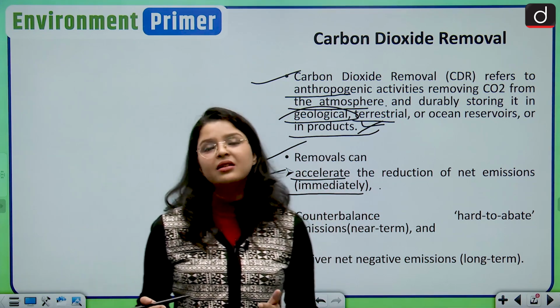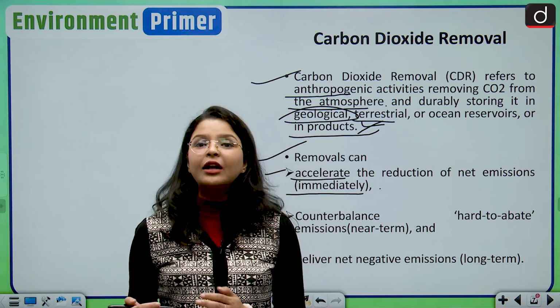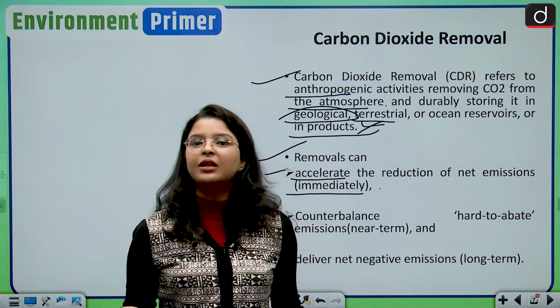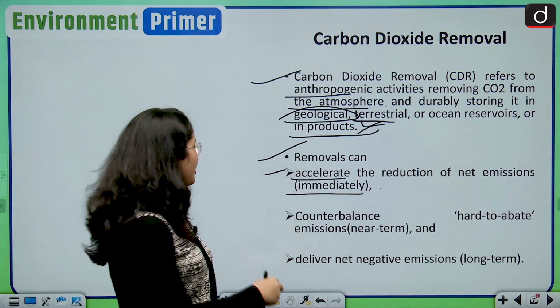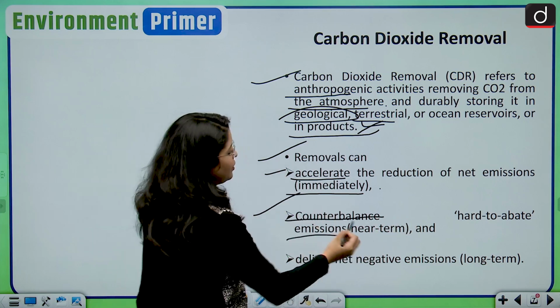What are the countries trying to do? They are trying to reduce their net emissions. They are trying to bring down their net emissions. And definitely, this carbon dioxide removal is effective in that regard. If I talk about near term, it can counterbalance hard to abate emissions.